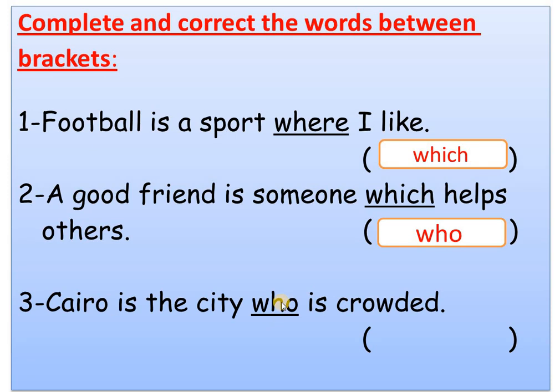We don't use who after the city. City is a place. For a place we can use either where or which. Now we say is crowded. I describe Cairo. In the case of describing a place, we use which, not where. Cairo is a city which is crowded.